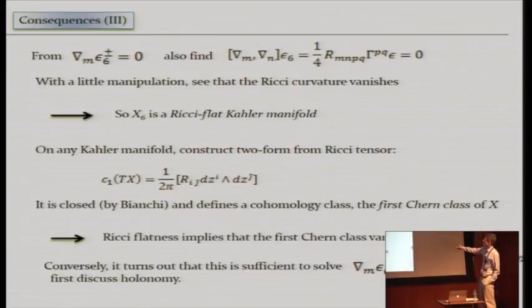So this is the first Chern class. It's a de Rham cohomology class, so it's a topological quantity. And now if you have a Ricci flat Kähler manifold, R_{i j bar} vanishes, and therefore the first Chern class is a zero cohomology class.